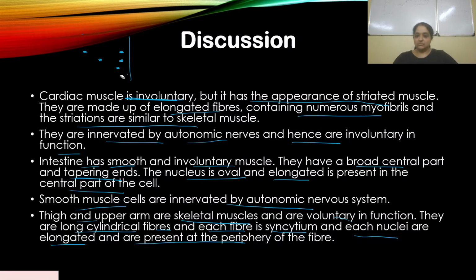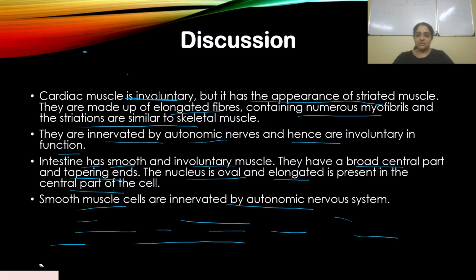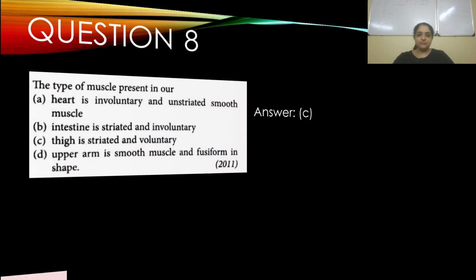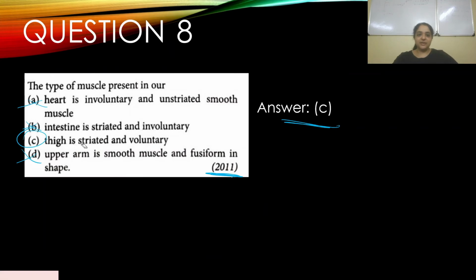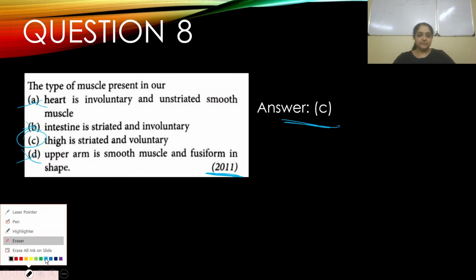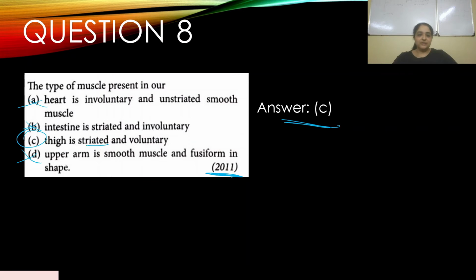Okay, so clear? I've explained it. So we've covered cardiac muscle. Obviously, they are involuntary in nature, but they appear as striated skeletal muscles. Intestine smooth muscles are involuntary in nature. And the thigh and upper arm are skeletal muscle cells. So to answer your question, thigh is striated and voluntary.